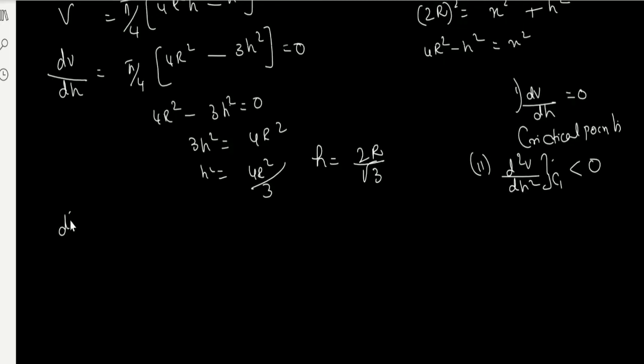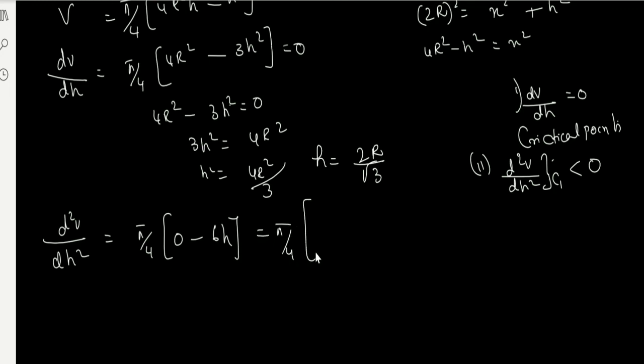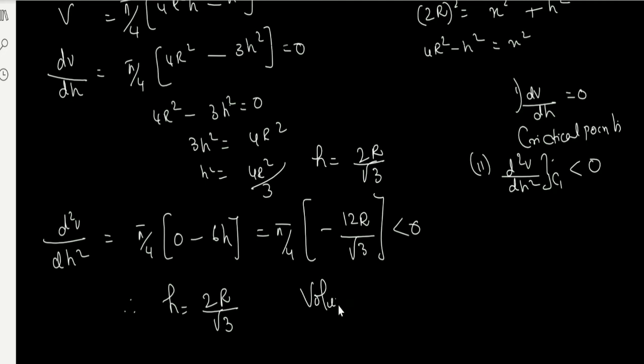We have to differentiate the function again, d square V by dh square. So pi by 4, r is a constant, so 0 minus differentiation of this is 6h. Now when you substitute h as 2r by root 3, you get minus 6 into 2, minus 12r by root 3. This is less than 0. This is a negative number, so this is less than 0. Therefore, when h is equal to 2r by root 3, the volume of the cylinder is maximum.